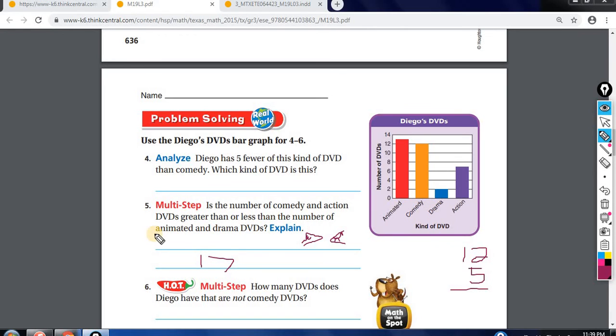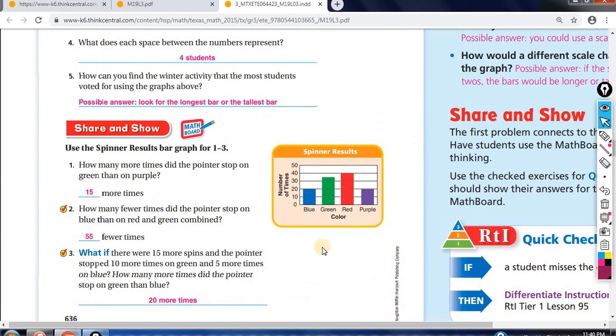Then the number of animated and drama. Animated would be 12, 13, because it falls in the middle. Drama is 2. That's 15. So which one's greater? 17 is greater than 15. Okay? And it's written down over here a little bit nicer for you to read.